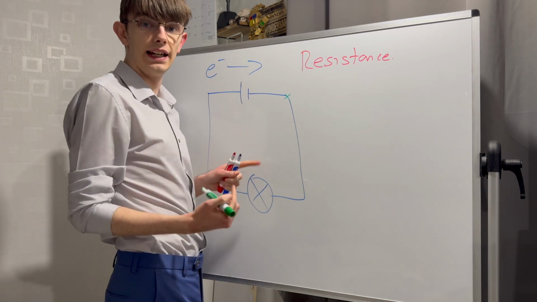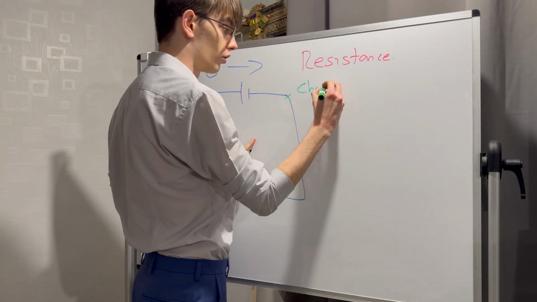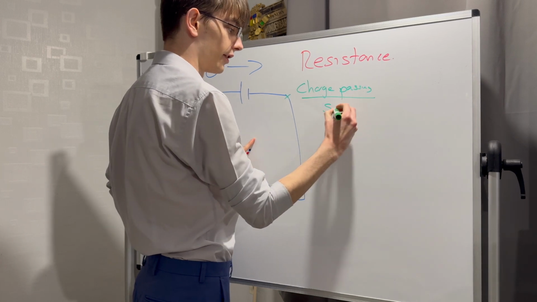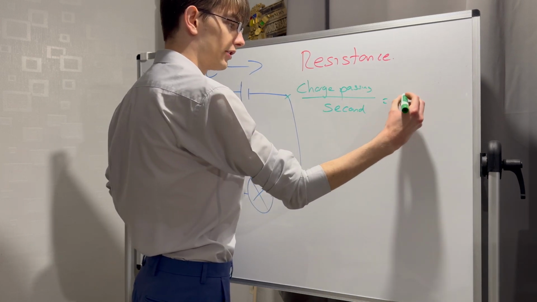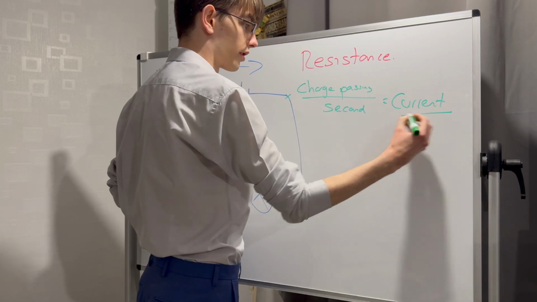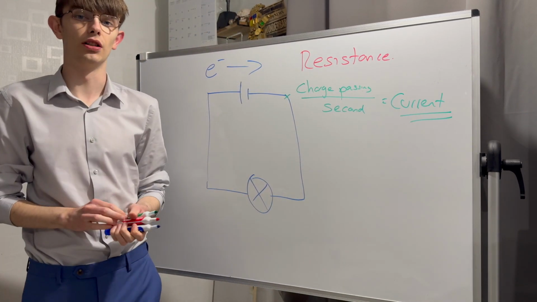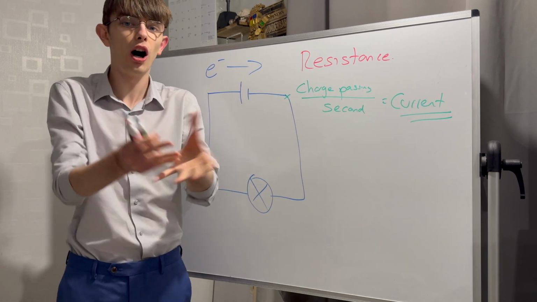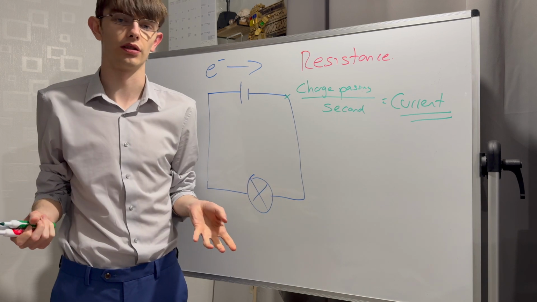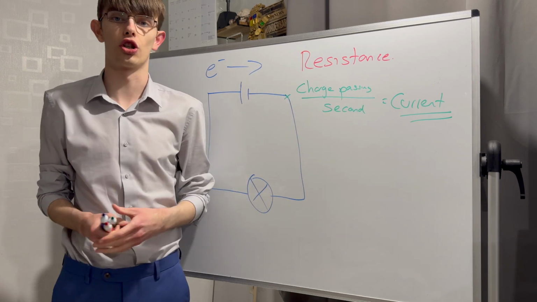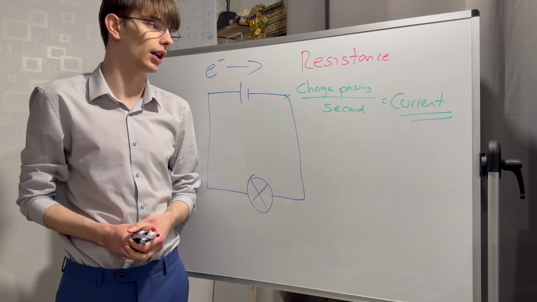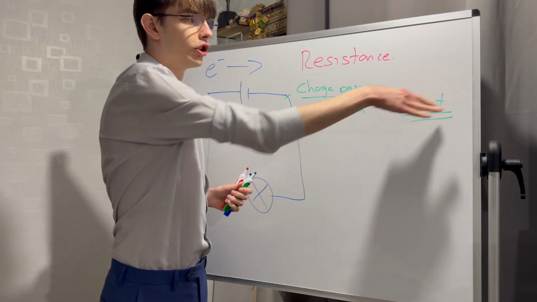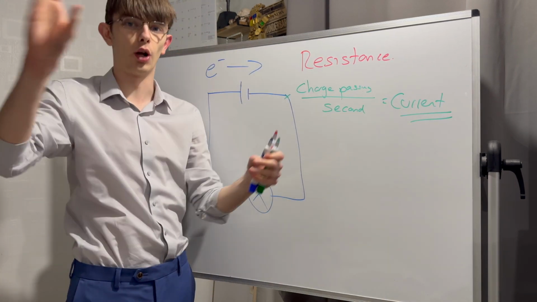This idea here of charge passing per second is called the current, which is another key word. The current is just the amount of charge that is passing round the circuit every single second. If I stood here with a stopwatch, how much charge is passing me per second? That is my current. You may have heard analogies to do with water. So current would be the amount of water flowing past a point.